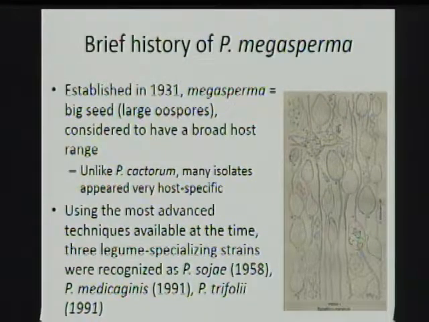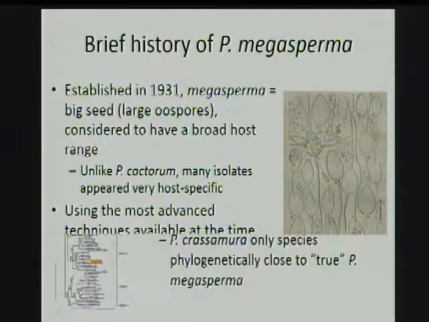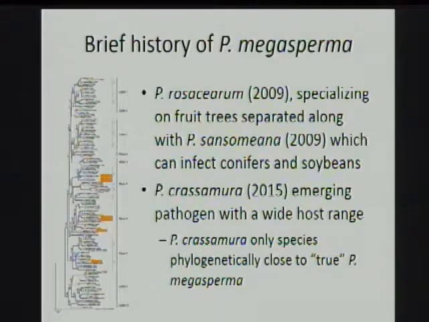So over the course of the 20th century, using all of the fanciest tools that anyone could bring to bear, 3 of these legume-infecting species were pulled out of the megasperma complex, if you will. And one of them, Phytophthora sojae, is one of the most economically important Phytophthora species for agriculture, for soybean production. More recently, some species have really become important, they really figured prominently in the survey that we conducted here in this area of restoration outplantings.